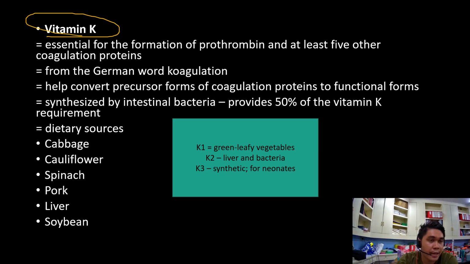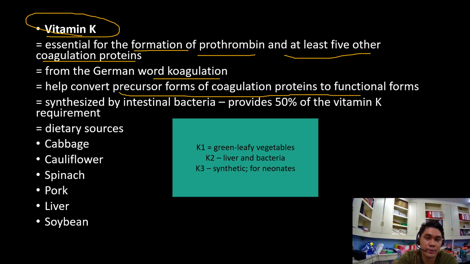So next is vitamin K. Vitamin K is essential and it's a fat soluble vitamin. It's important in the formation of prothrombin and at least 5 other coagulation proteins. And it's from the German word coagulation. It helps in the conversion of precursor forms of coagulation proteins to functional forms, meaning vitamin K is important in the activation of your clotting factors like 2, 7, 9, and 10, your vitamin K dependent clotting factors.